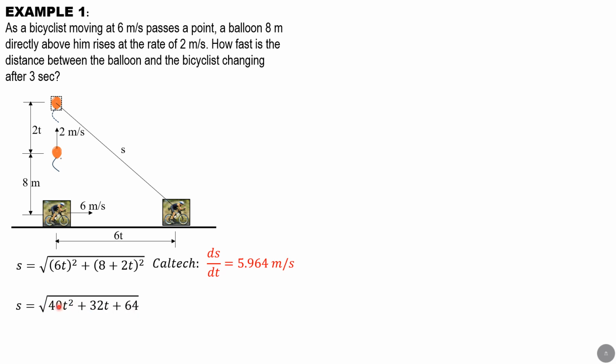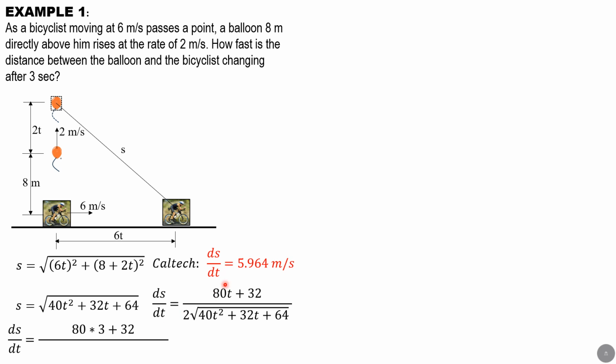Differentiating with respect to time, imagine this is u, so the derivative of the square root of u is the derivative of u with respect to t, the variable here, which is 80t plus 32, divided by 2 square root of u. So we just copy that. So ds/dt is 80t plus 32 over 2 square root of u. We copy these three terms. Then we evaluate this ds/dt expression with t equal to 3 seconds, and the answer is the same, 5.964 meters per second.